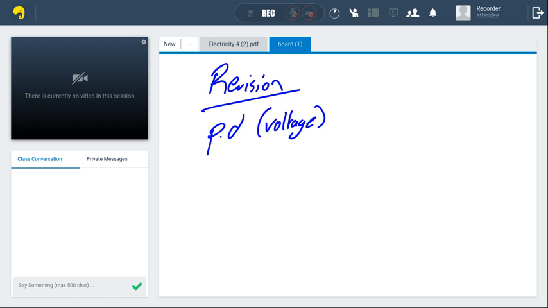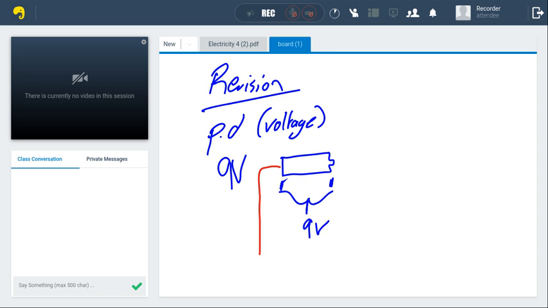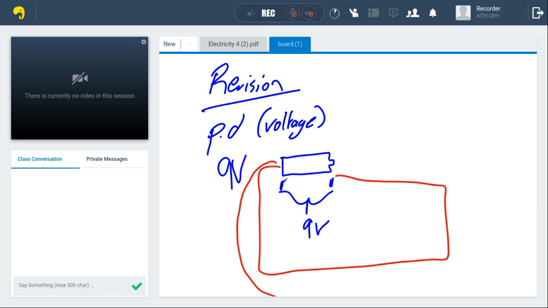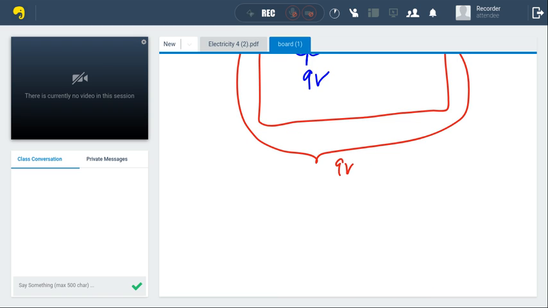So we need to be okay with saying, okay, it's a 9-volt battery. And what does that mean? Well, that means that the potential difference between this point here and this point here is 9 volts. And so if I go and connect a circuit through there, the potential difference between that point and that point is also 9 volts. And so the voltage as applied to the circuit will be 9 volts.